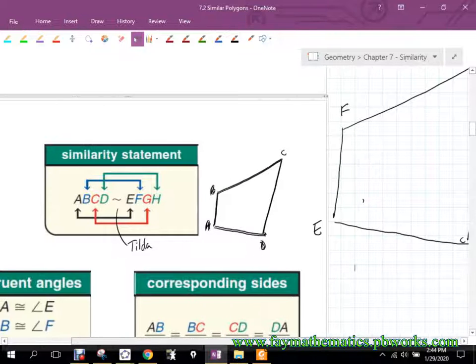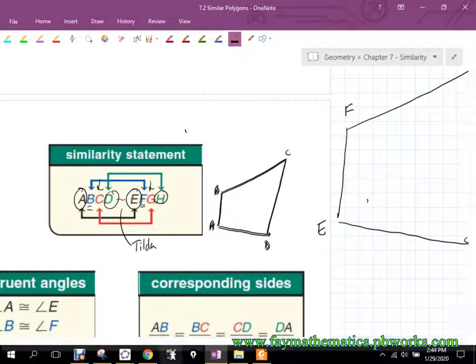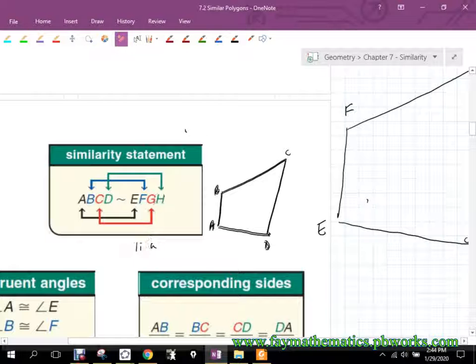So what I want you to know is that I really don't need the picture to be able to argue that. As long as I have this similarity statement, A is congruent to E. Just like when we talk about congruencies with polygons and congruency statements, the angles as individual letters match up and should be congruent. So angle A is congruent to angle E, angle B is congruent to angle F, angle C is congruent to angle G, and angle D is congruent to angle H. Is that okay? So the angles match up and should be congruent.